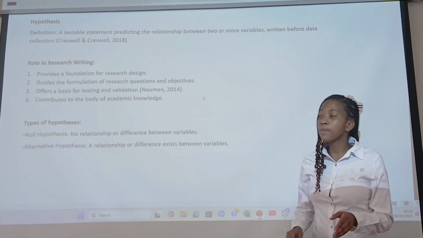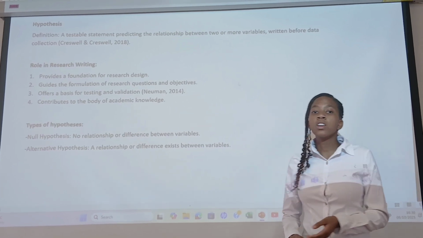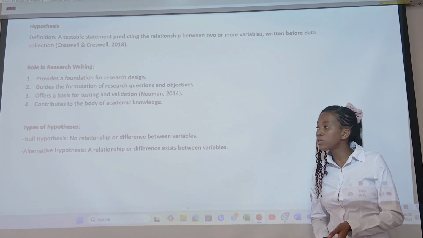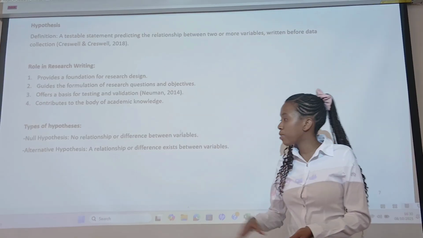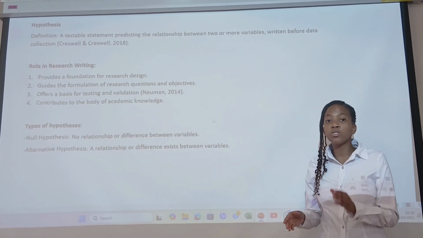And then I'll go to the types of hypothesis. We have the null hypothesis, where there is no relationship between the variables. And we have the alternative hypothesis, where there is a relationship between the variables that are going to be tested.